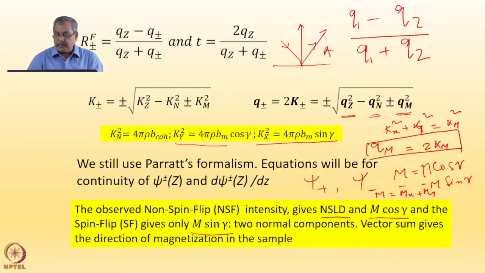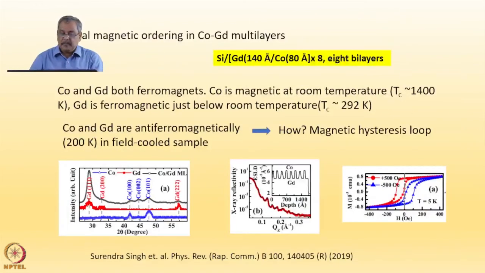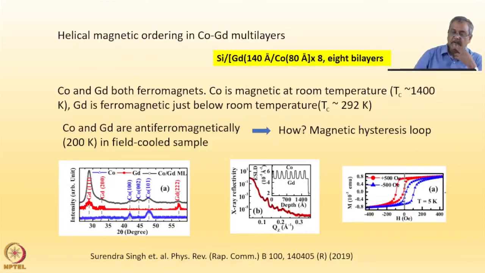So we can get the value of m if I can determine m cos gamma and m sin gamma. Basically, we have to determine the angle at which the magnetic moment is oriented from the spin flip intensity. I will use only one example over here, which is a cobalt gadolinium multilayer. This is the typical model structure for this. We had gadolinium and cobalt of 140 angstrom and 80 angstrom thickness, 8 bilayers on silicon.